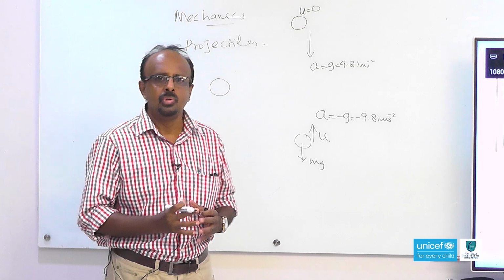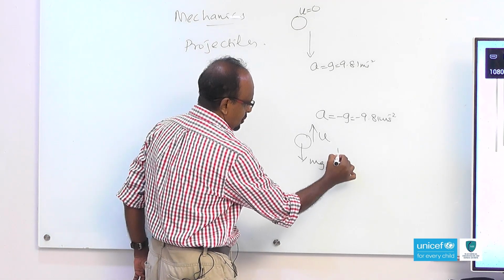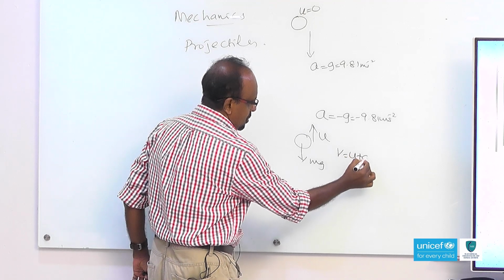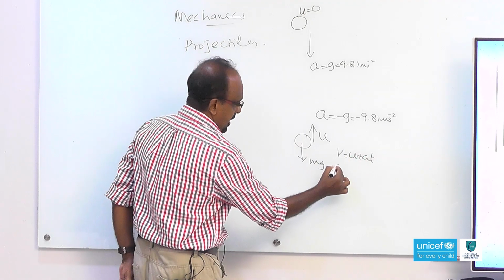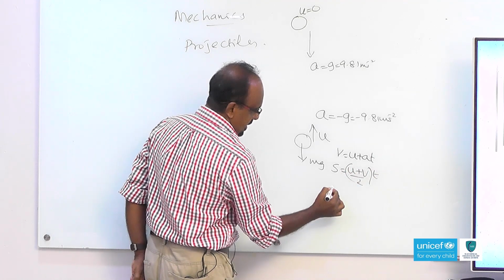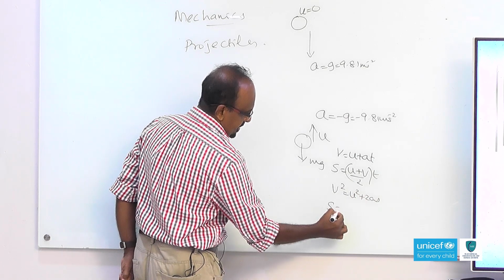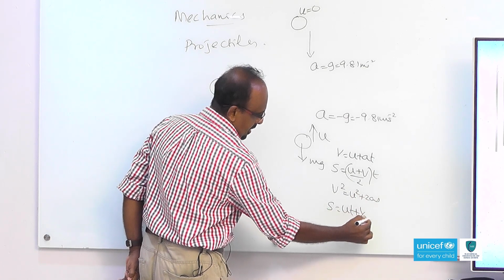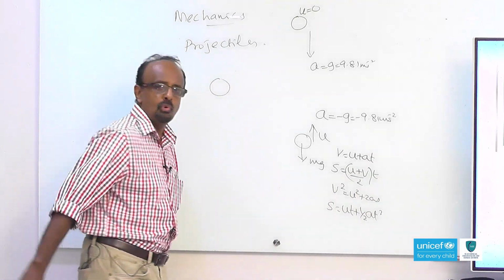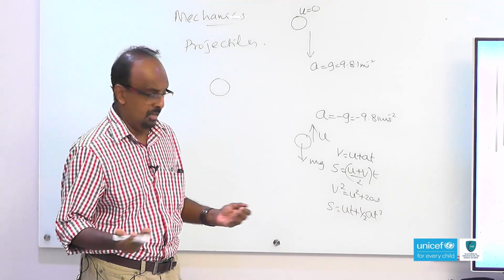Therefore, we can use equations of motion. You know the equations of motion: V equals U plus AT, S equals U plus V divided by 2 times T, then V squared equals U squared plus 2AS, then S equals UT plus half AT squared. All 4 kinematics equations we can use in projectiles.